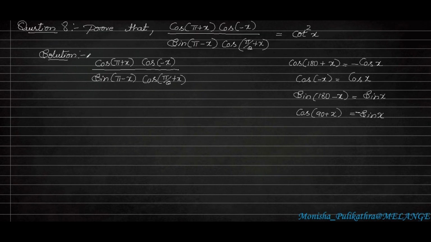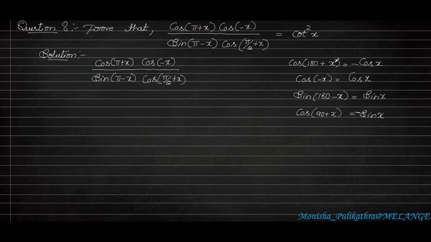Moving on to the last question of this session. So here cos(pi + x), pi is nothing but 180 degree. So cos(180 + x), cos(-x), sin(180 - x), and cos(90 + x). If we simplify it, we have to get cot square x. Okay. So here I have written the formula of it.